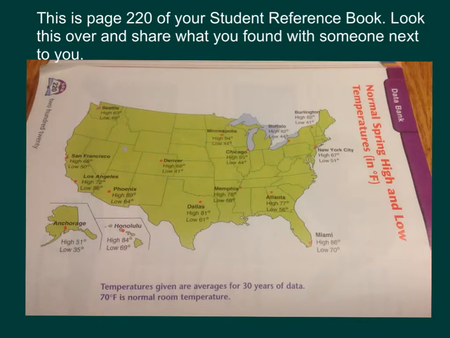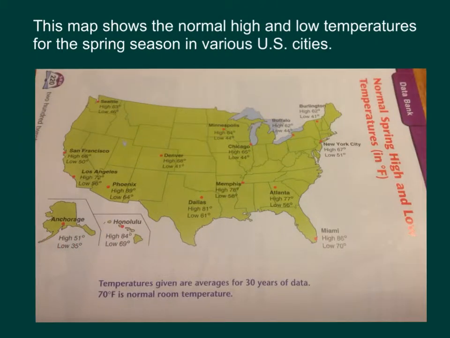As you can see, there are various temperatures of various cities here throughout our United States. Furthermore, boys and girls, this map shows the normal high and low temperatures for the spring season in various U.S. cities. And these temperatures are averages over 30 years. You'll be using this information to come up with your comparison problems.